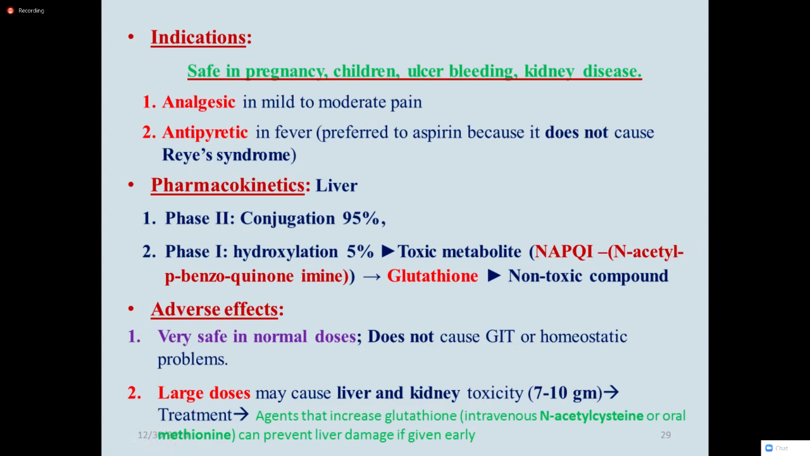So how can you treat? You can give the patient some drug which can increase glutathione. The drug is N-acetylcysteine, which can be given intravenously, or you can give oral methionine. These drugs increase the concentration of glutathione, and now glutathione can bind with this N-acetyl-p-benzoquinone imine and it will be excreted out of the body.